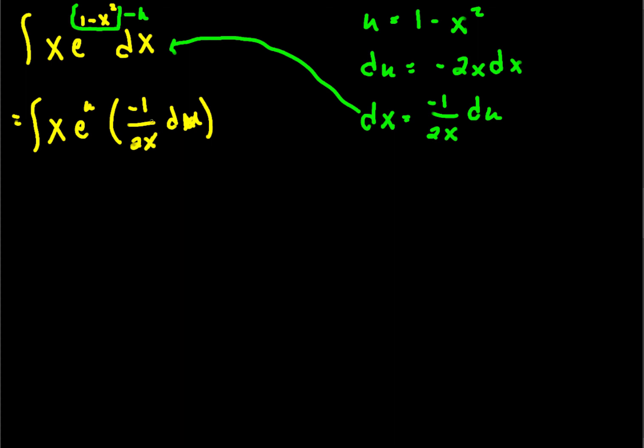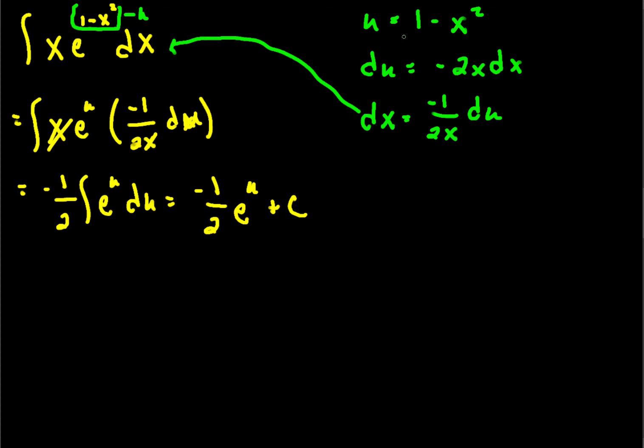And this x and that x cancel, giving me a remainder of negative 1 over 2 integral of e to the u du, which I know how to antidifferentiate. That's just negative 1/2 e to the u plus a constant. And then putting 1 minus x squared back in for u, the final answer is negative 1 over 2 e to the 1 minus x squared plus constant.